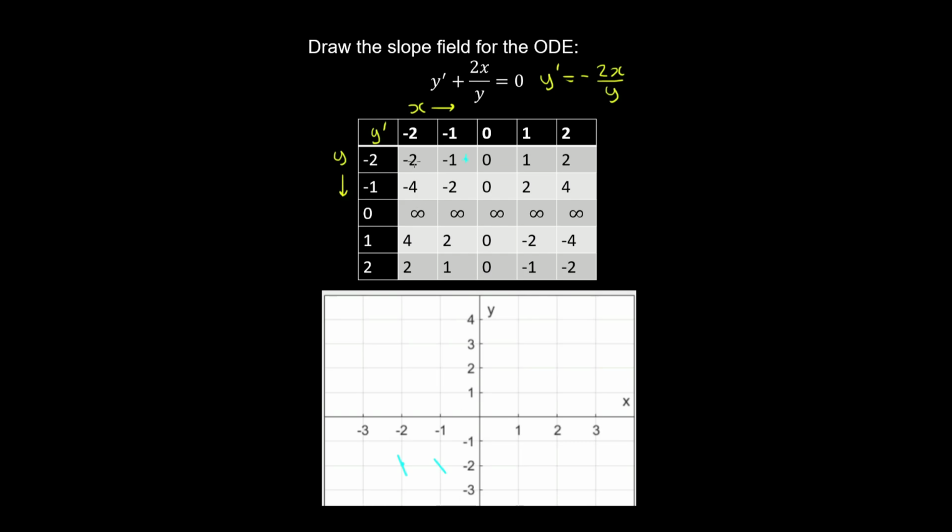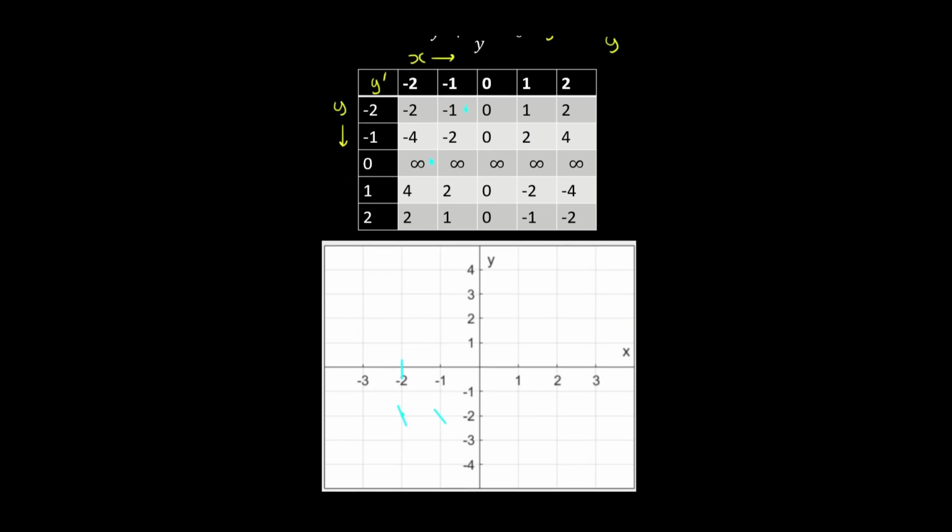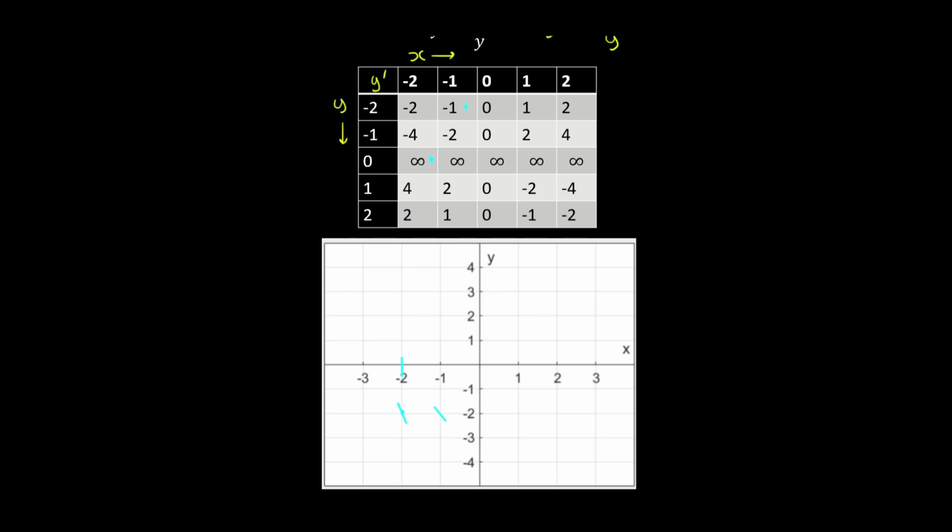And another example is if we look at x equals minus 2 and y equals 0, the derivative is infinite. So it looks something like this. And if we keep doing this, for every point, the slope field looks like this.